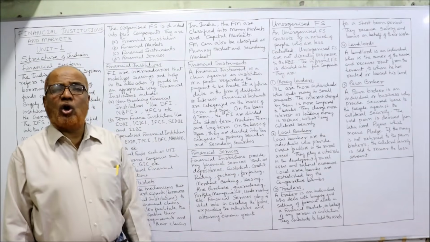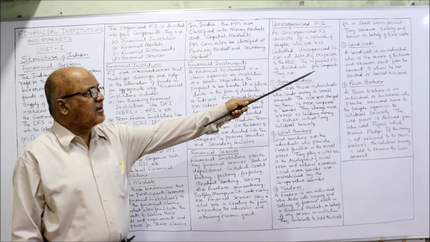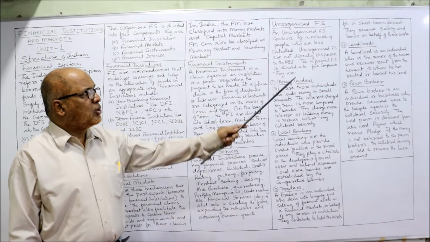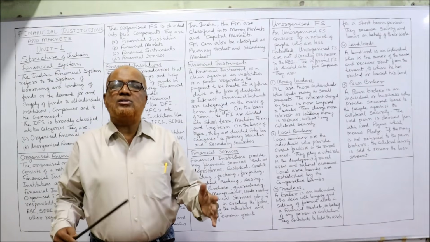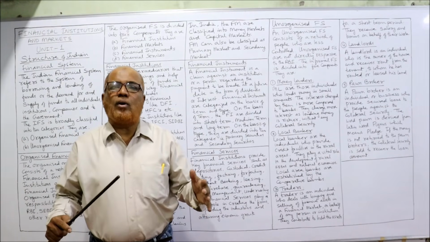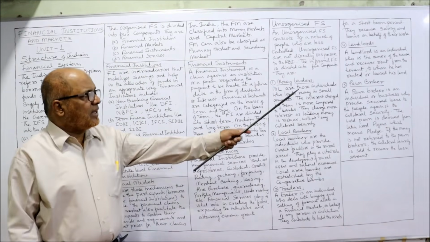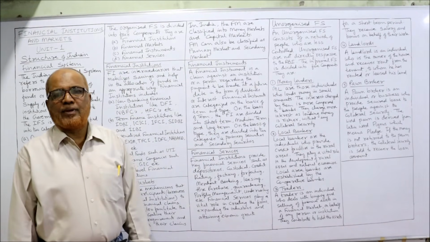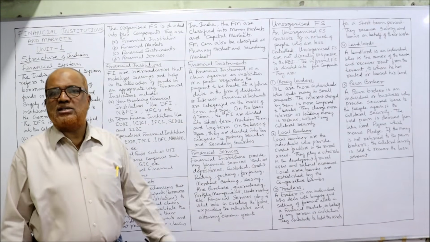Next comes the landlord. The landlord is an individual who is the owner of the house and receives rent from the tenant to whom he has rented or leased his land. The landlord is also one of the components of the unorganized financial system. The last one is the pawnbroker. The pawnbroker is also one of the components of the unorganized financial system.